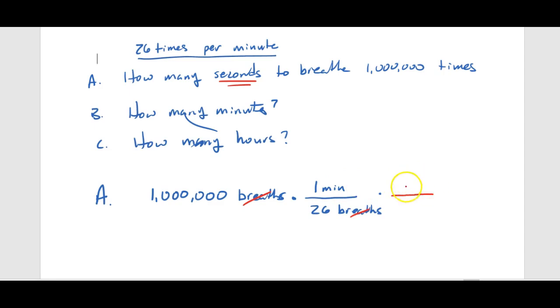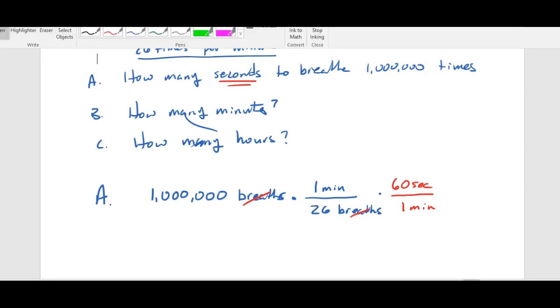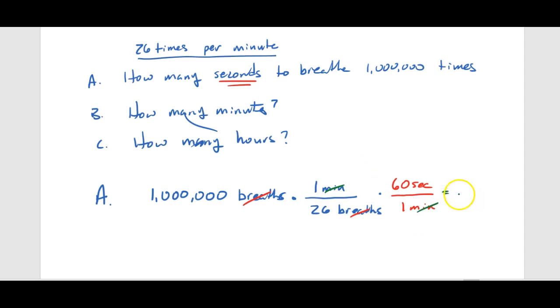So the relationship between minutes and seconds is that there are 60 seconds in 1 minute. So if I do that, minutes and minutes are going to cancel out, and now I can figure out what this would be. So I would do 1 million times 60. If you do that in your calculator, you'll get 60 million. The denominator is 26, because 26 times 1 is 26. And then you're going to do your division, and that will be your answer.